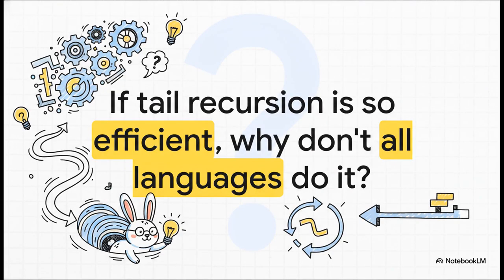So this brings us to one last really important question. If this optimization turns a risky recursive function into something as safe and efficient as a basic loop, why on earth don't all programming languages do it? Well, the answer gets into some really interesting trade-offs in language design, things like performance versus having a clear call stack for debugging. It's a fascinating debate and a perfect rabbit hole for you to dive into next.